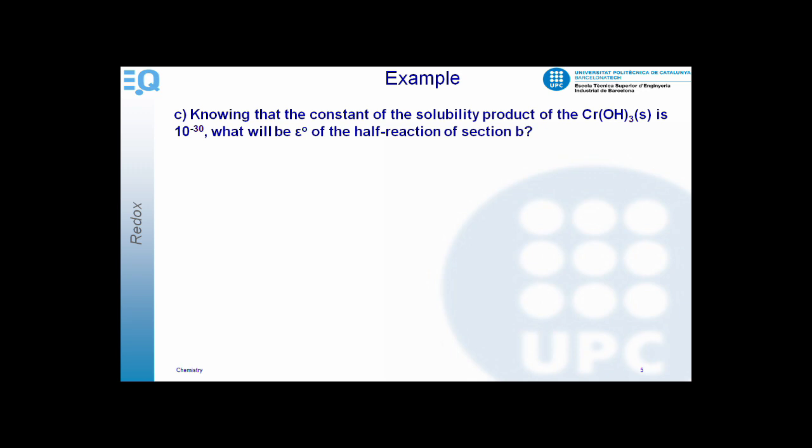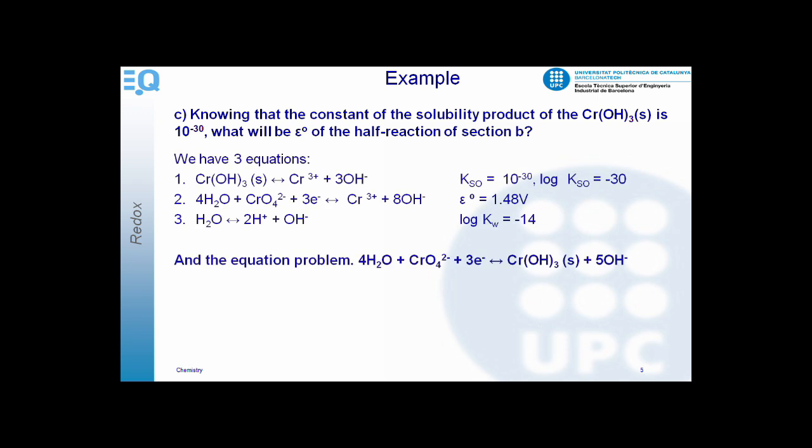Let's move to section C. Knowing the solubility product of chromium hydroxide, we must calculate the standard potential of the half reaction that we've just equalized. What information do we have? The first equation is the one of the solubility product. The constant equals 10 to the power of minus 30, and the logarithm of the constant is minus 30. From the chromate equation, we only know the standard potential given by the problem's introduction. Finally, we have the water equation with the already known constant.